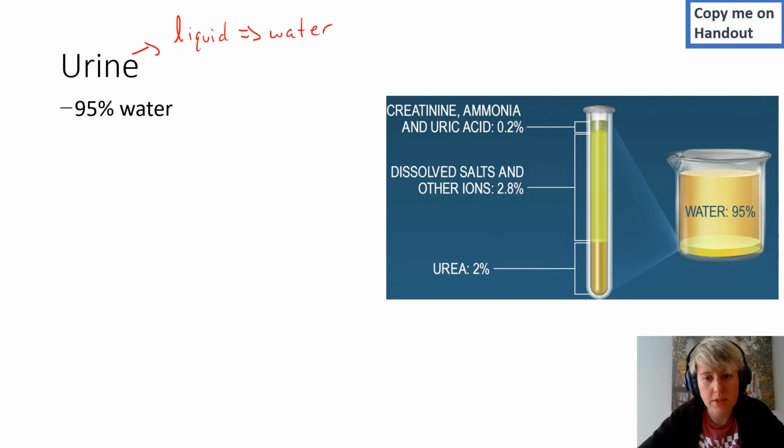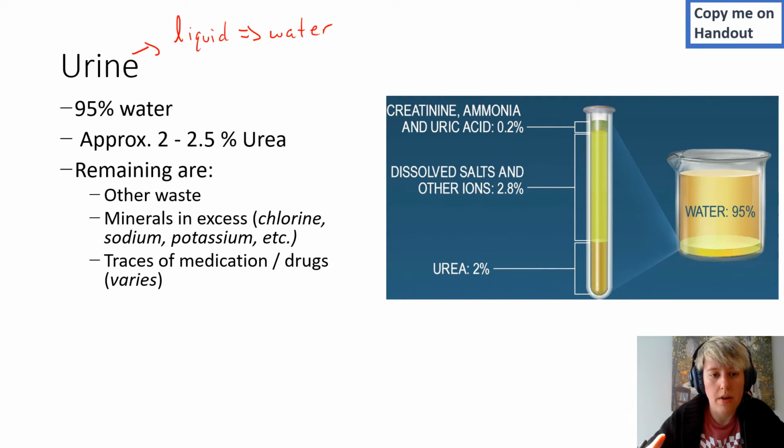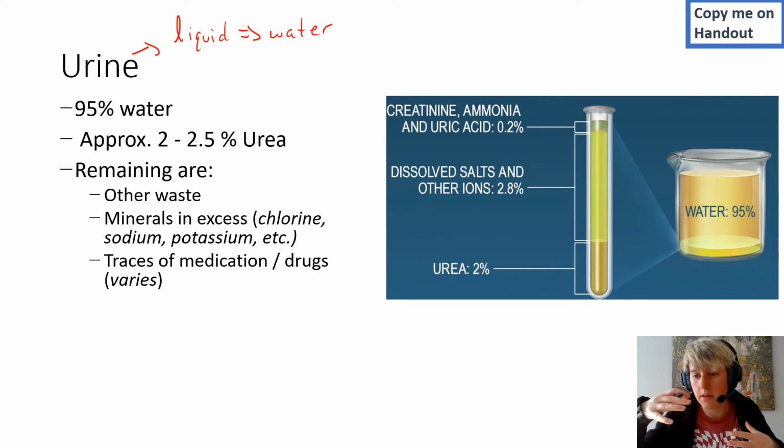So it's 95% water, and then the remaining 5% is our urea, our different trace minerals, and our different trace salts. So we have around other wastes, minerals in excess, and sometimes traces of medications or drugs. And this really depends on the type of drug or medication that you're taking.